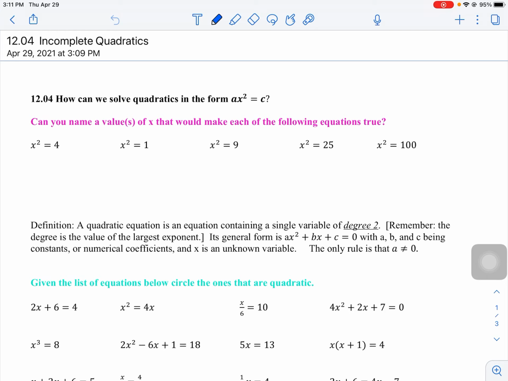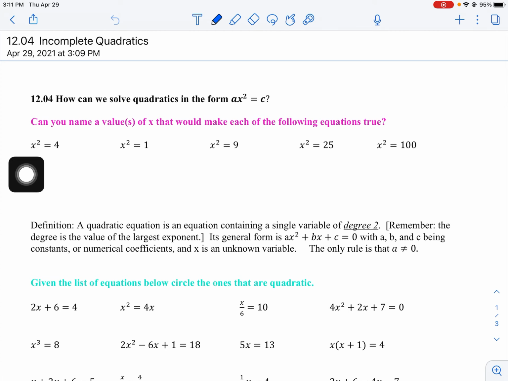Okay, a couple of the problems that you've seen in the worksheets you've been doing and on Delta Math have involved quadratics that are in this form. A number times x squared equals c. And there's a term missing. The b term is missing. Okay, so I want you to think about, can you think of a value of x that would make each of the following equations true?